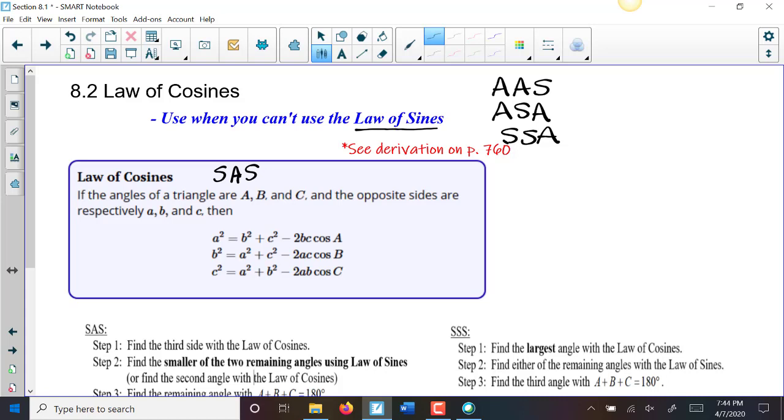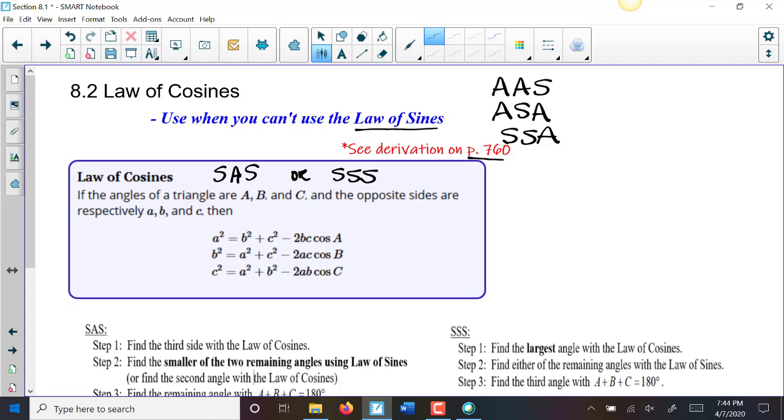The law of cosines works in that situation where we have two sides and the included angle, or how about a situation where we don't have an angle at all? So in a situation where we have side, side, side. Okay, I'm not going to derive this for you because it's fairly tedious. If you're interested in seeing how they derive the law of cosines, it's on page 760 in the book.